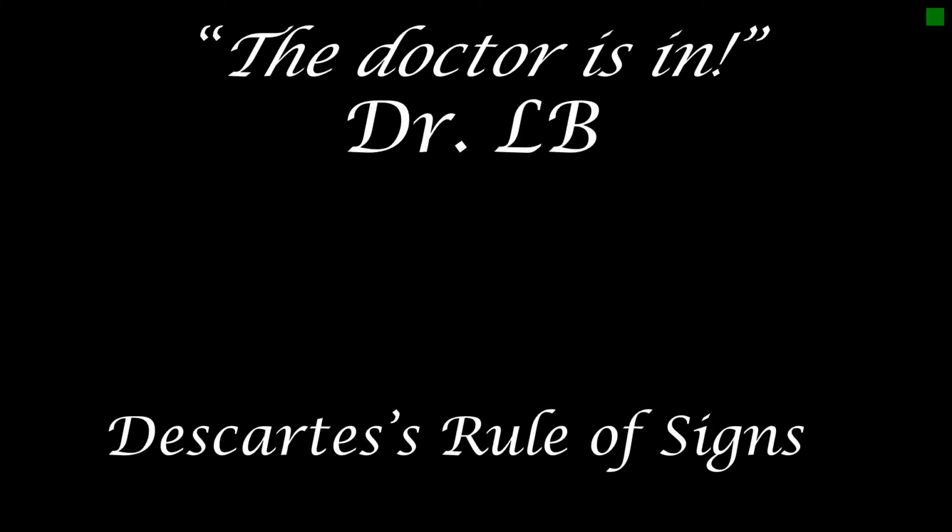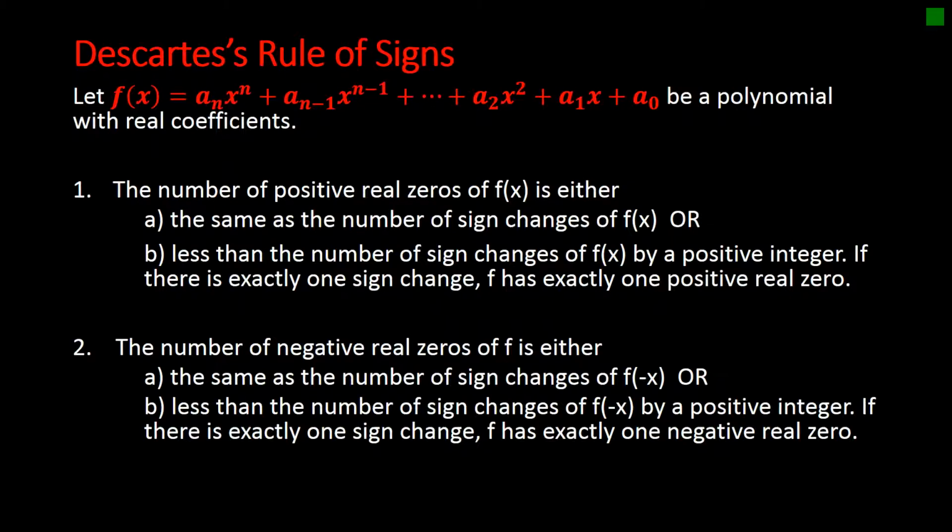Today, we look at Descartes' rule of signs. Descartes' rule of signs states that if you have a general polynomial with real coefficients, the number of positive real zeros of f of x is either the same as the number of sign changes of f of x or less than the number of sign changes of f of x by a positive integer.